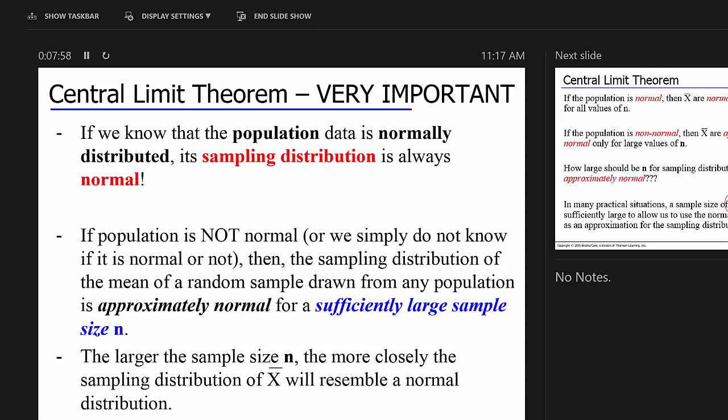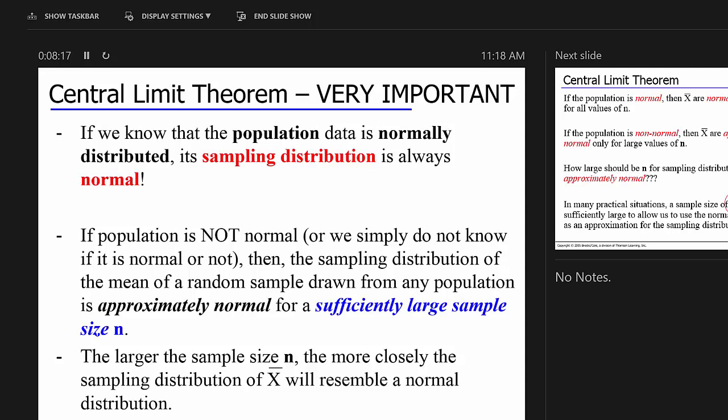Your sampling distribution is normal. If you have sample size 5, or 17, or 28, or 150, it doesn't really matter, because your sampling distribution will always be exactly, precisely normal.